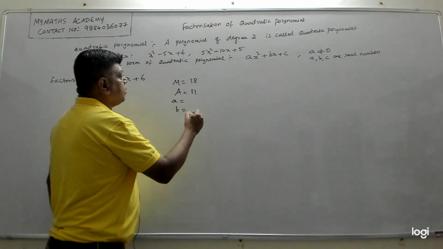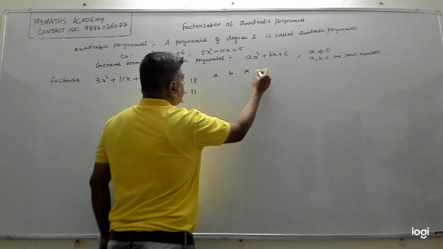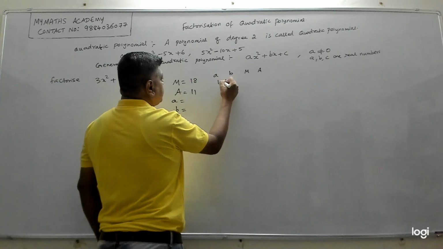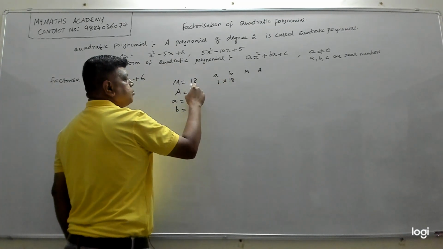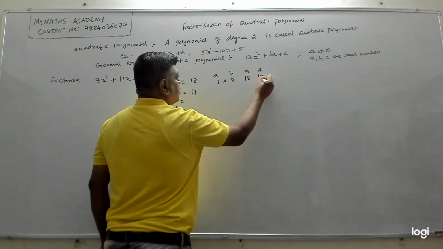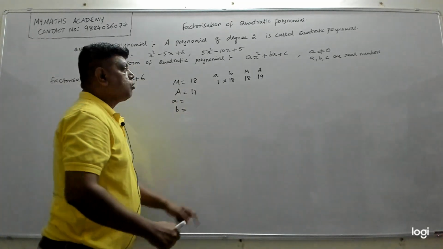Right? So how do we do this? We'll try to check. So this is a, suppose this is b, and multiplication and addition. Now two numbers, suppose I take 1 into 18, I should get multiply 18. So 1 into 18 gives me 18. But if you add, what is 1 plus 18? 19. But when we add, we should get what? 11. But we are getting 19. So this won't work.